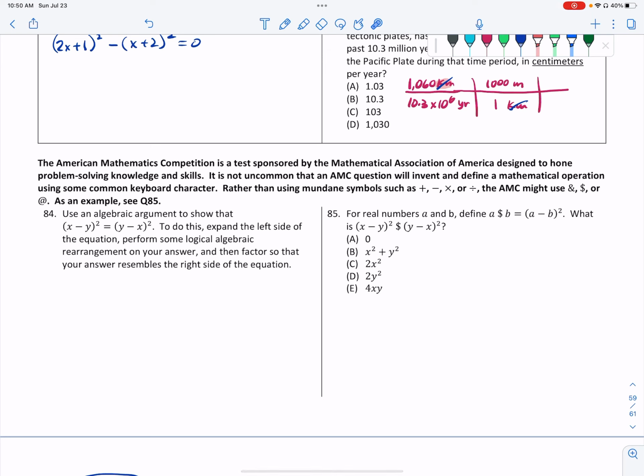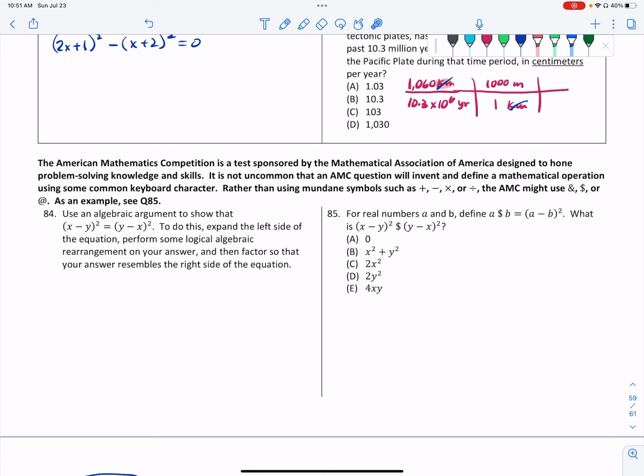Anyway, it's not uncommon that an AMC question will invent and define a mathematical operation using some common keyboard character. Take a look at this. It uses a dollar sign here. What are you supposed to do with a dollar sign? Rather than using mundane symbols like plus, minus, times, divide, the AMC might use ampersand, dollar signs, or @ symbols. As an example, you're seeing question 85. As a matter of fact, like the SAT, the old SAT used to do the same kind of thing. They've steered away from that. However, it does crop up here on these clever questions on the AMC.